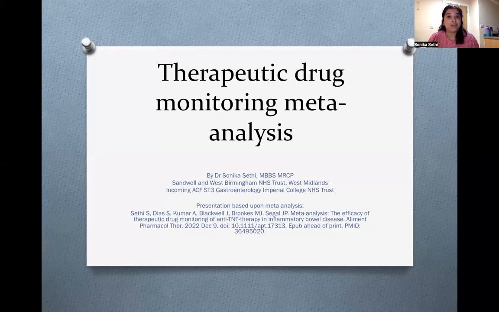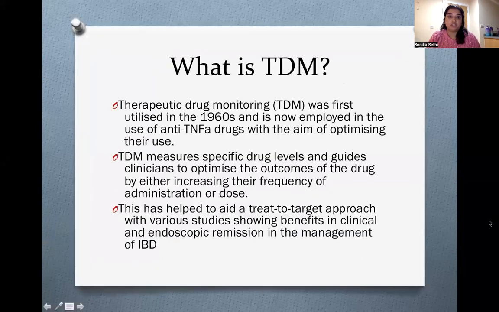I'm excited to share with you in IBD Club a therapeutic drug monitoring meta-analysis that I've had the pleasure of being first author of, which was published this year in APT&T. So what is therapeutic drug monitoring?